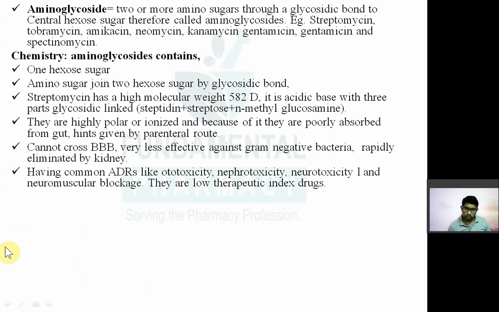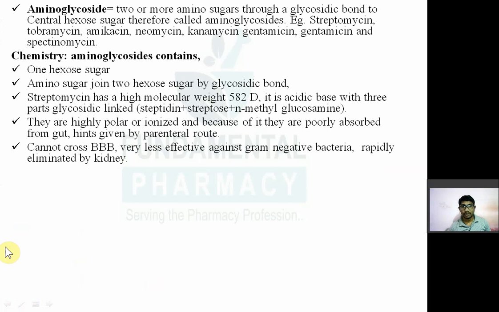Now, because of their higher aqueous solubility, they cannot cross the blood brain barrier. You know that for crossing the blood brain barrier, a molecule should have lipid solubility. So if a drug crosses the BBB, it means it has higher lipid solubility. They cannot cross the blood brain barrier, they are effective against gram negative bacteria, and they are rapidly eliminated by kidney.